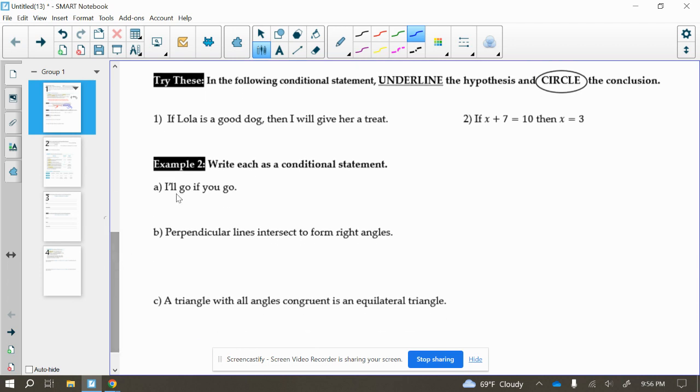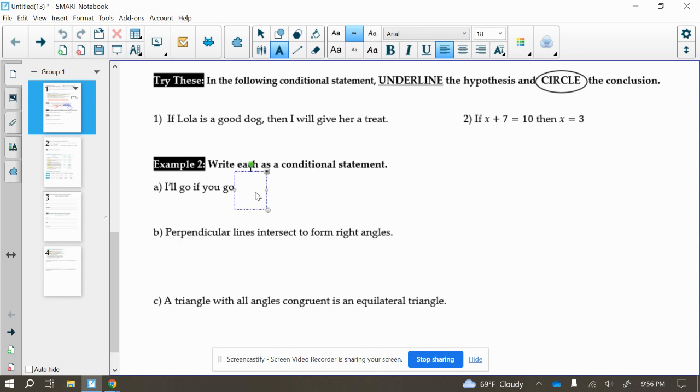Now, we also need to sometimes write the initial statement in an if-then format. So for this first example, we see, I'll go if you stay. So we see that trigger there of if. We would put, if you go, then I'll go. Sorry. Again, we see if you go, so then we chose to do then I'll go. So we see that if there.